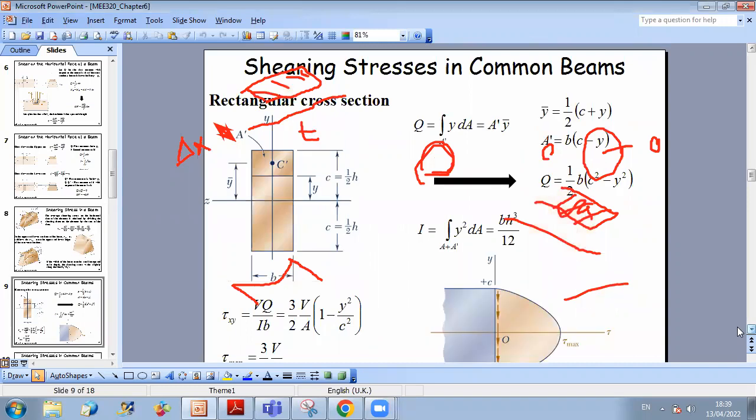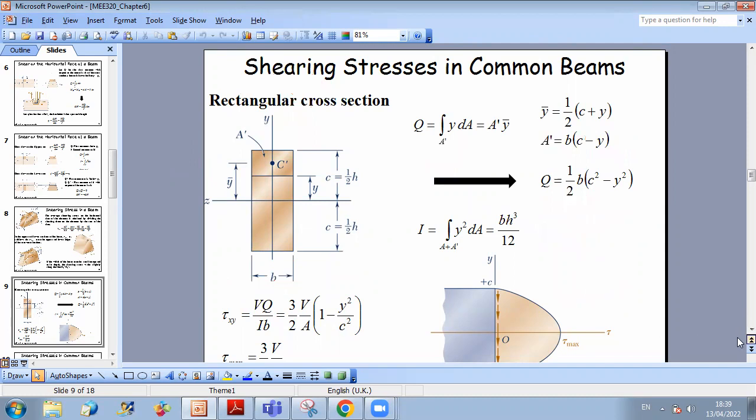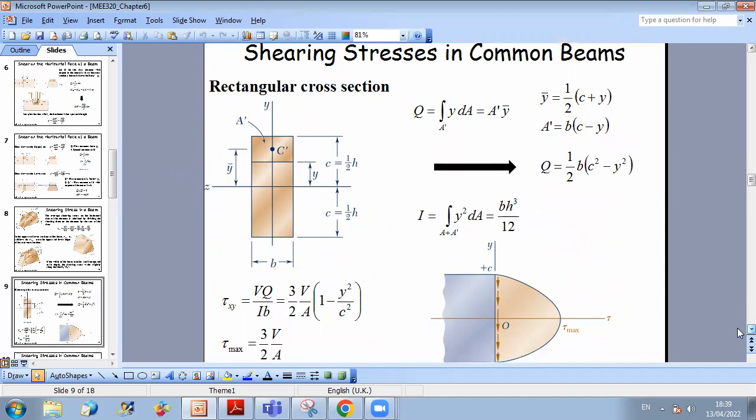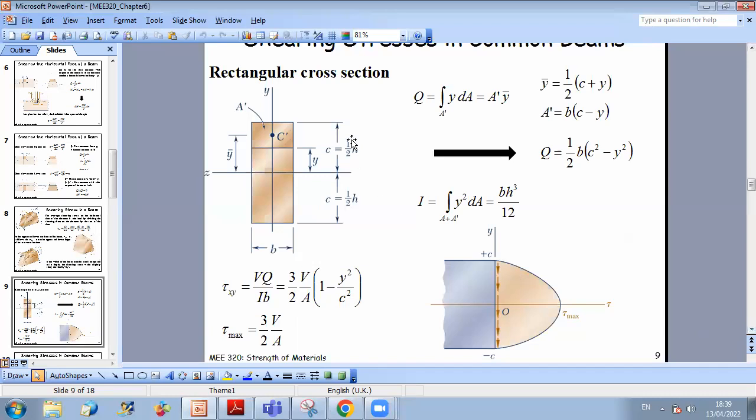Now, let us consider shearing stresses in common beams. So first, if we consider a rectangular cross section, and you want to apply the rule to find the shear stress distribution, let us first consider any level. If I do a cut at this level here, and I want to find the expression of Q, then this will be my area of interest, the area above the cut, or I can also take the area below the cut. But here this part is easier. Now, I did the cut at level Y.